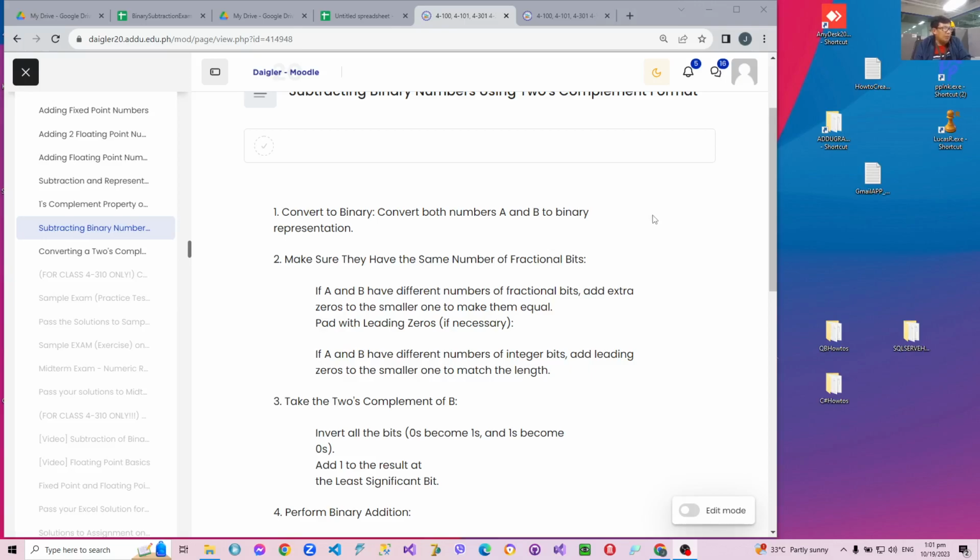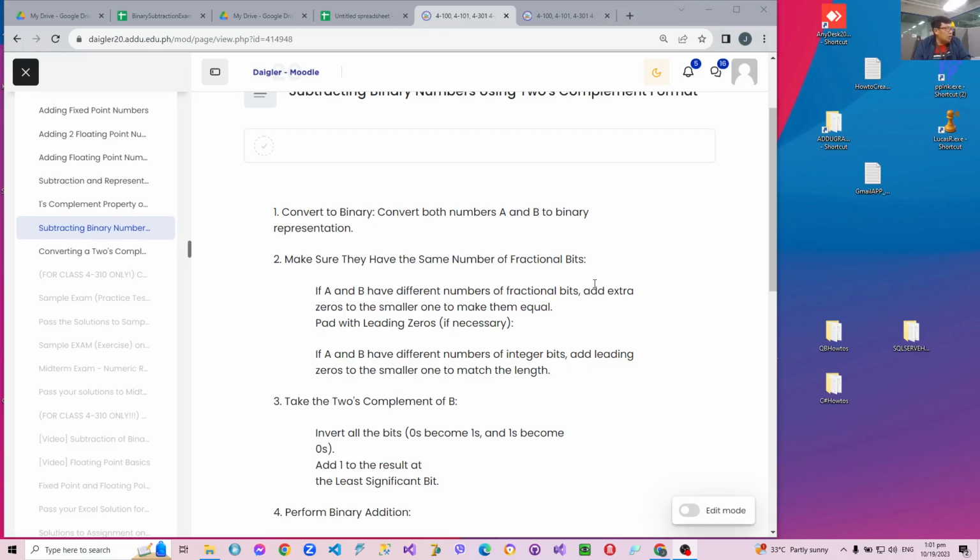If they are not the same, on the integer part, we pad the shorter number with leading zeros, and it will not affect the quantity. Now, the shorter fractional part will also be padded with trailing zeros, because after the binary point, trailing zeros are insignificant anyway.